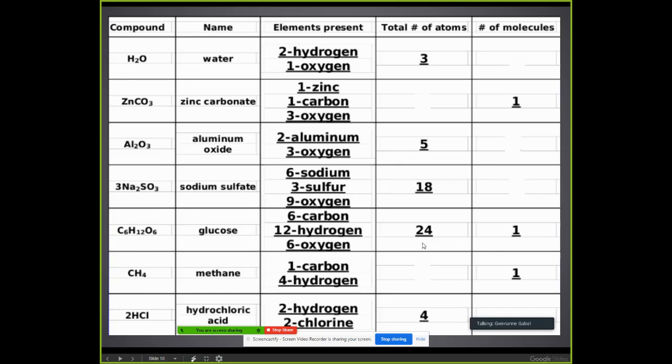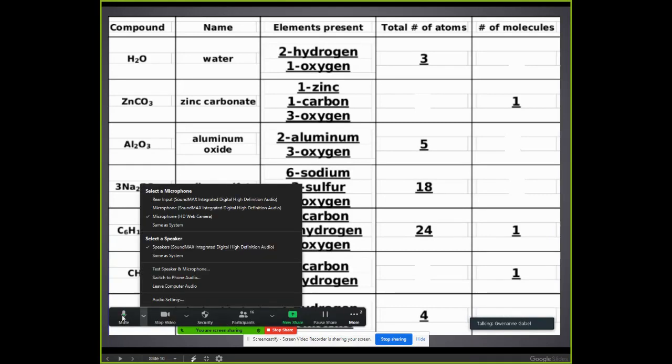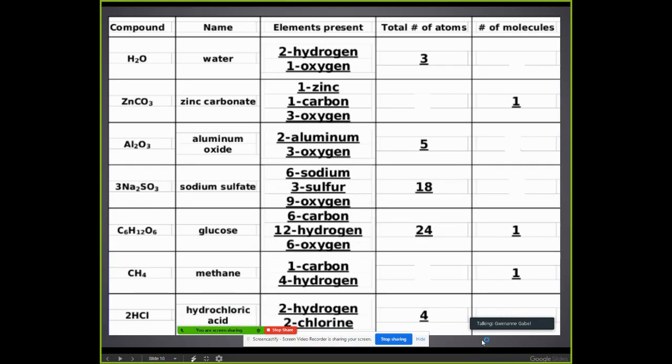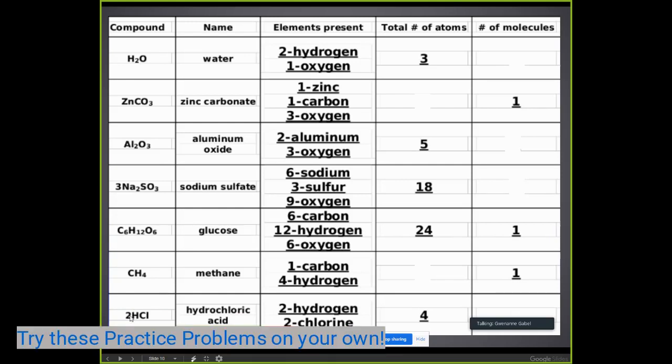Glucose, there are 24 total atoms, and there is no coefficient, so we have 1 molecule. Methane, what are the total number of atoms? 4 plus 1 gives us 5 total atoms. And then the last example is hydrochloric acid. How many molecules do we have of this last example? Sorry, of 2HCl. How many molecules? All right, so there are 2 molecules of HCl.